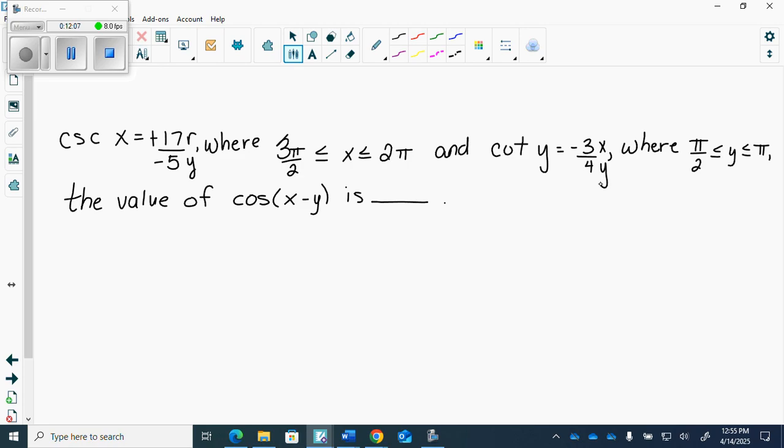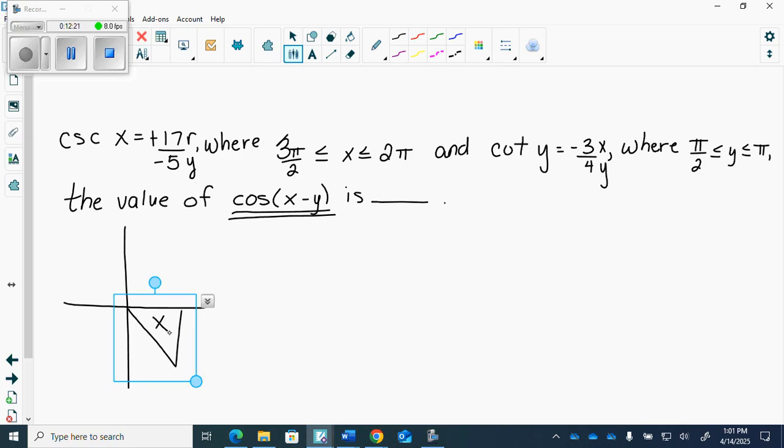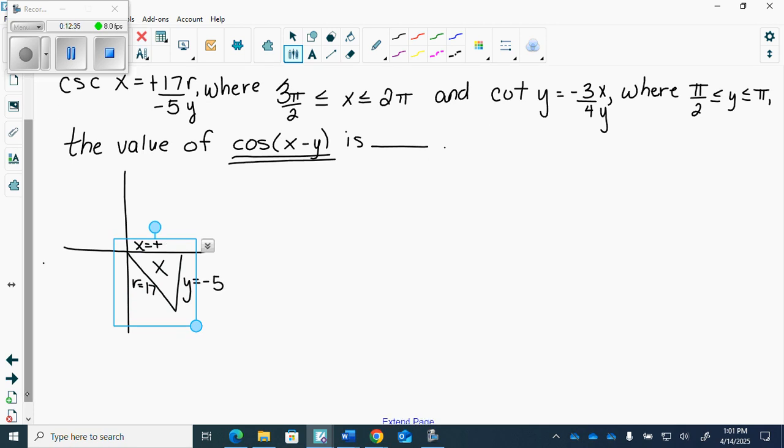Draw 2 triangles. There's a triangle x and a triangle y. And then we need to use our formula from our formula sheet to expand that out. 3 pi over 2 and 2 pi. I draw my triangle when they give it to me. I label it as x because this is cosecant of x. Okay, they told me y is negative 5. R is 17. I need to get x, which is positive something because of where I drew it. So I get x squared equals 17 squared minus negative 5 squared.